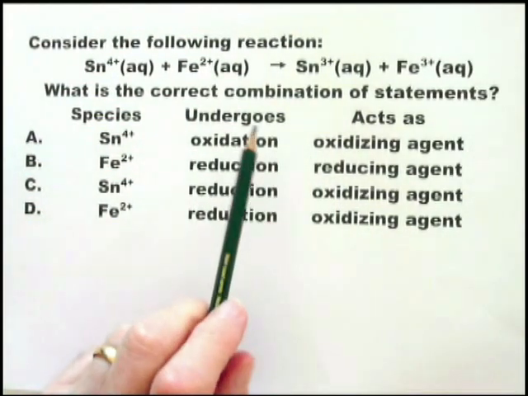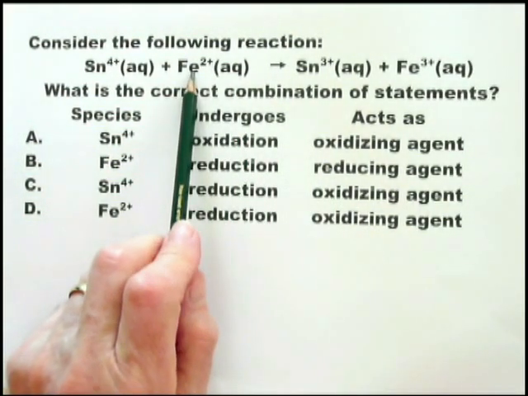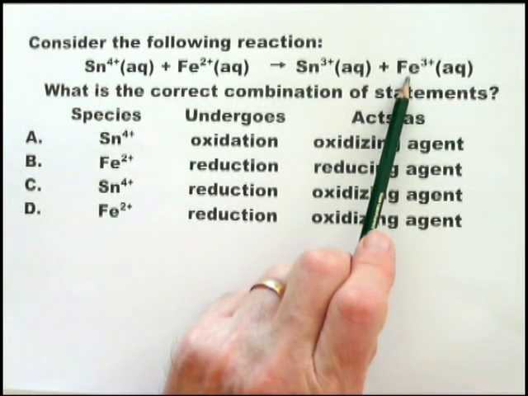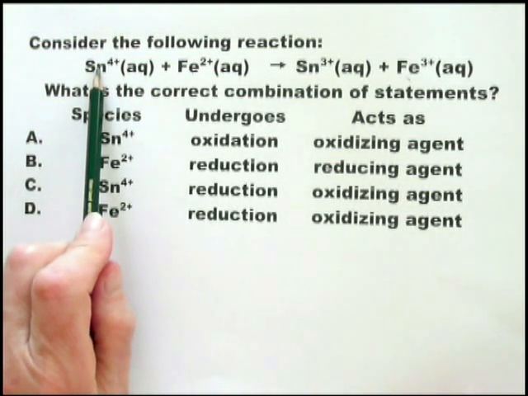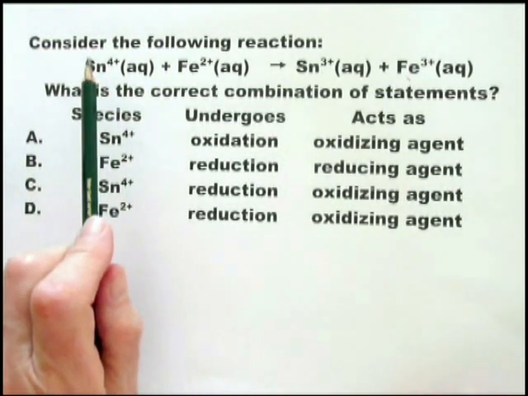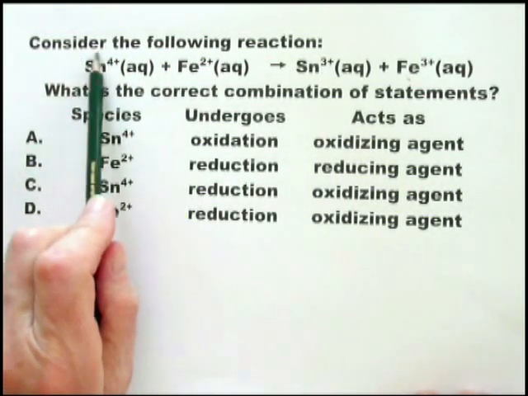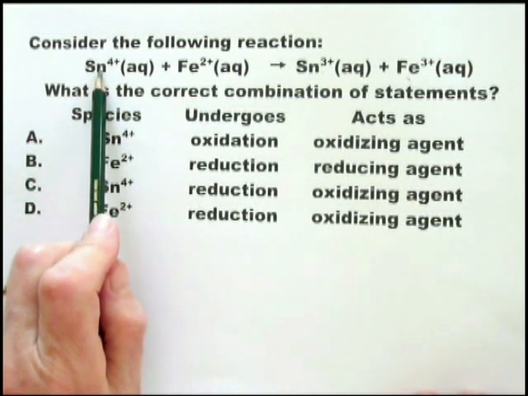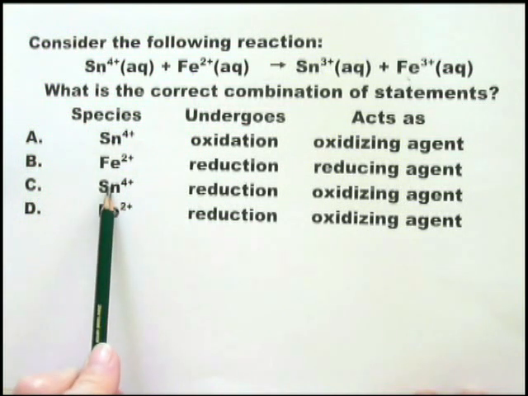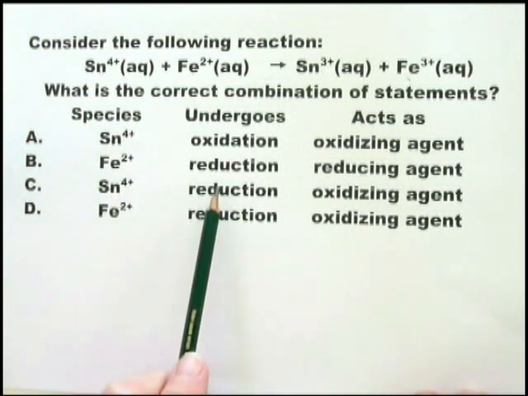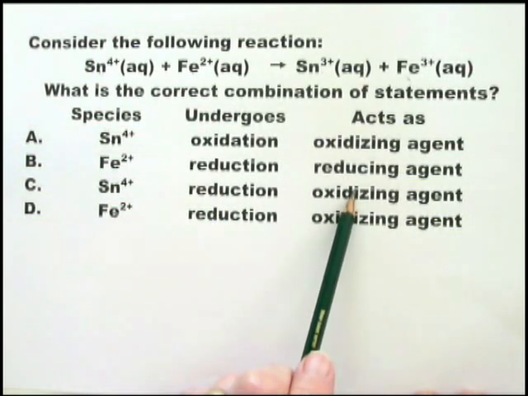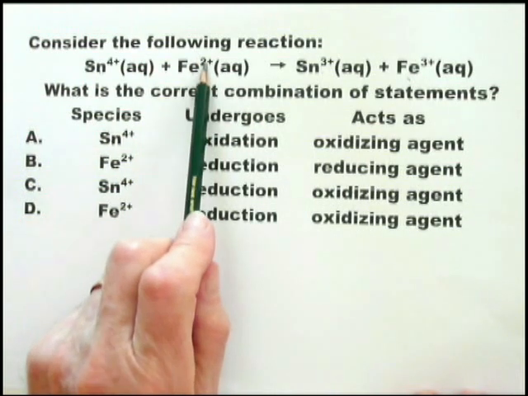This is one of these where I know when I see Fe2+ goes to Fe3+, Fe2+ is being oxidized to Fe3+. And when I see Sn4+ going to Sn3+, I know Sn4+ is being reduced. So let's look at the Sn4+. We want to see it being reduced. So clearly it's not A. Here it is, C. Sn4+ undergoes reduction. Yes, that's true. And in the process, it's acting as an oxidizing agent of Fe2+.